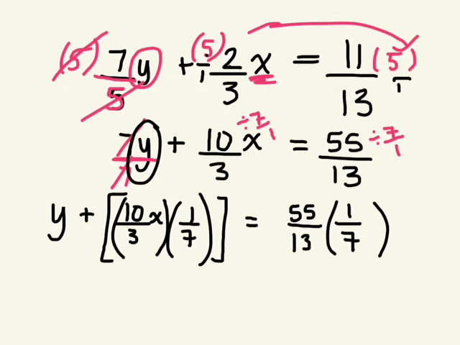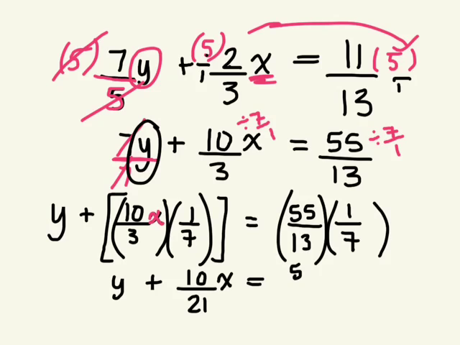Okay, we still have our x here. We're not getting rid of this x. We're just going to remove that to the other side after. Simplify, we have y plus 10 over 21x equals, what's 55 over 13 times 1 over 7? 55 over 91. Good.